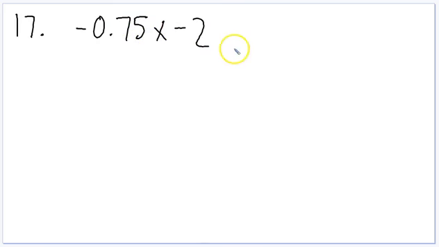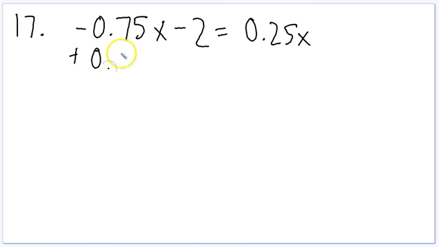Now I'm on 17. I've got negative 0.75x minus 2 equals 0.25x. So I'm going to add, you know what? Let's do it the other way this time.